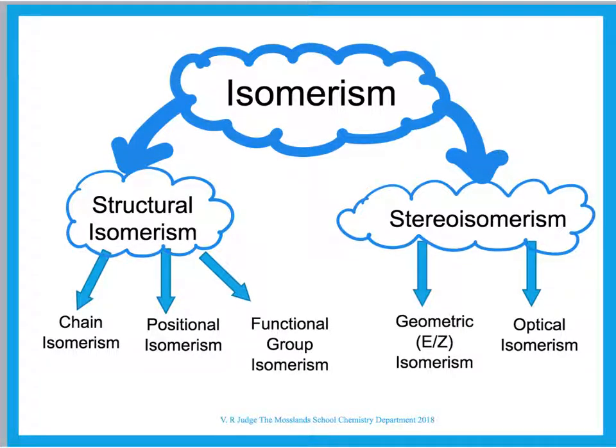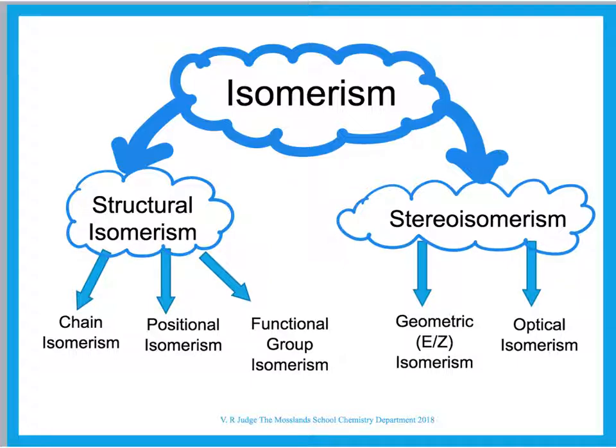Okay, so that is your introduction to chain isomerism, positional isomerism, and functional group isomerism. They're all types of structural isomerism, and structural isomers are compounds that have the same molecular formula but a different structural formula.